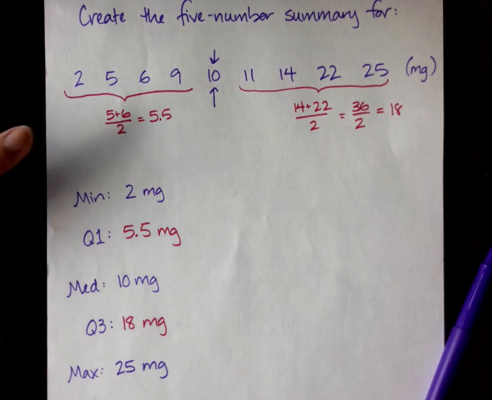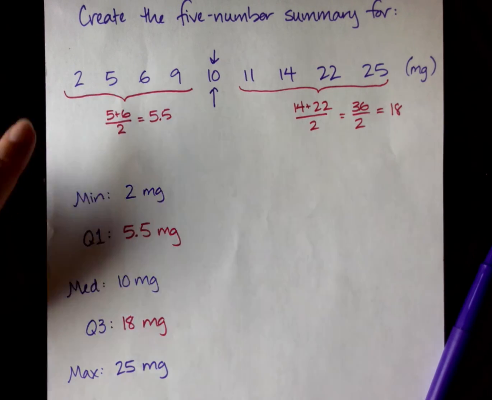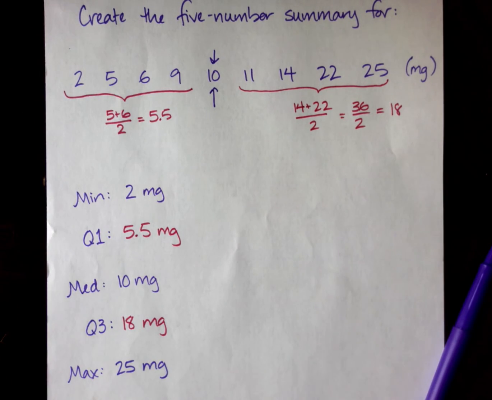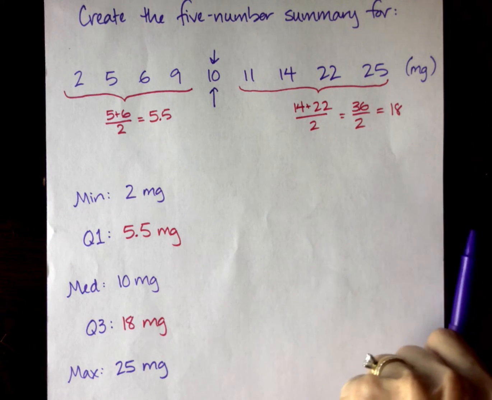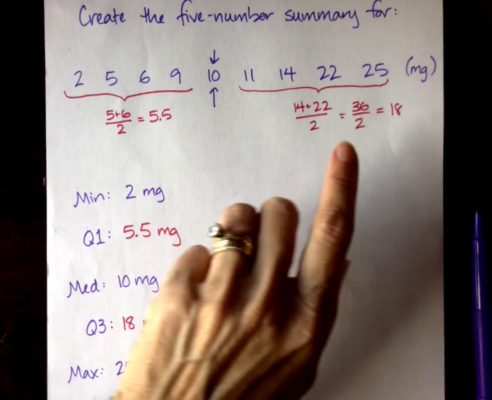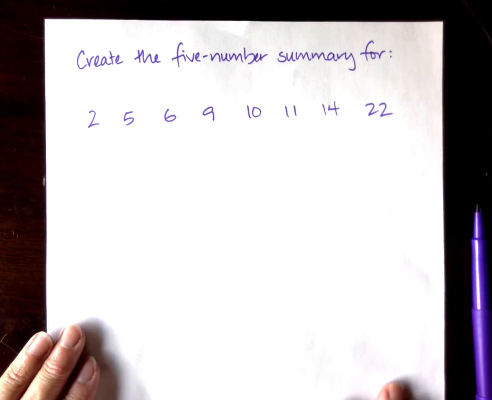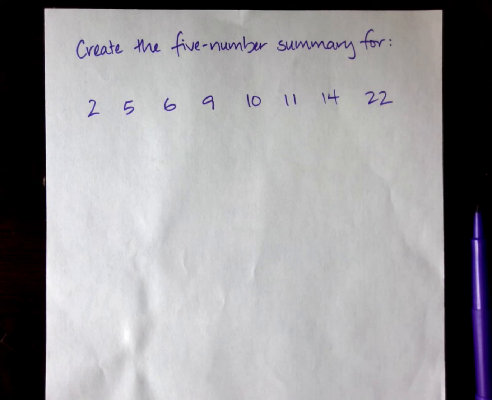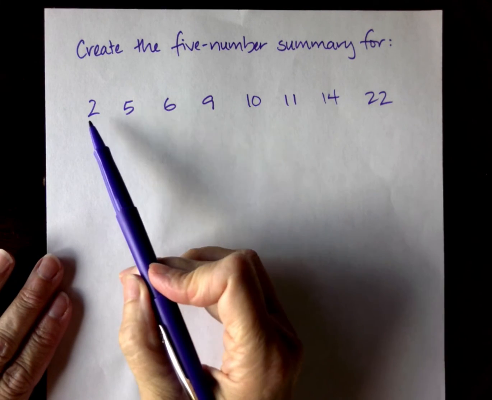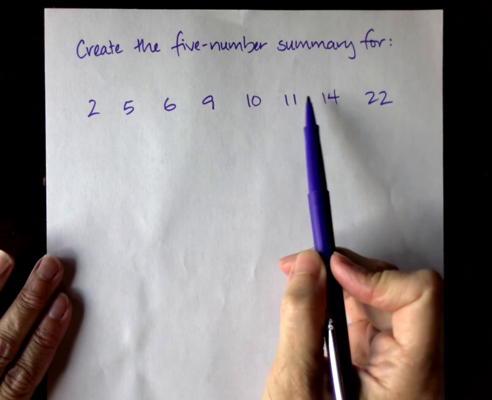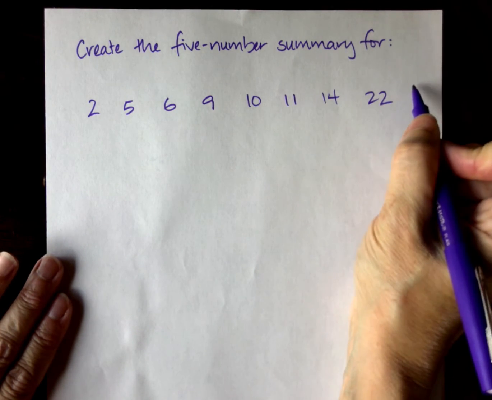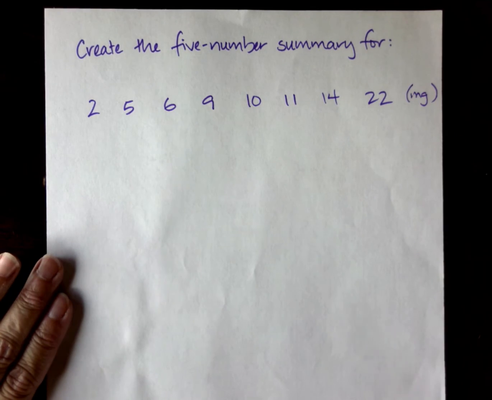And we did get a little bit of practice here with an even number of data points when we found Q1 and Q3. Let's do one more example. I'm going to use these same numbers, but I think I'm going to leave off 25. So here's a new set. And this time around, we have 8 entries in the list. I have 2, 5, 6, 9, 10, 11, 14, and 22. And again, let's pretend that those are in milligrams.